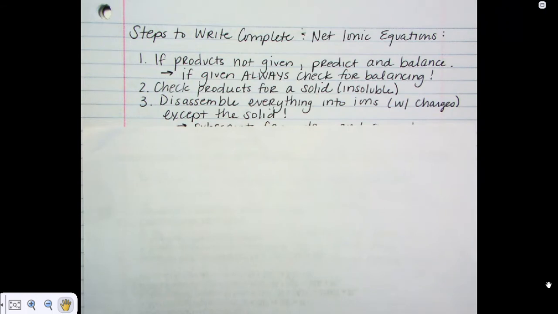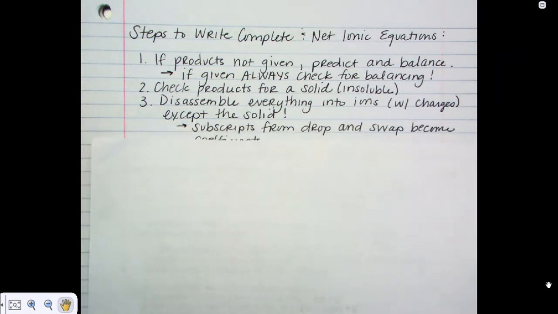All right, then once you have identified the solid, you disassemble everything into its ions with charges. Remember, ions have charges, except for the solid, because once the solid forms, it stays together. So everything except for that. Subscripts from the drop and swap become coefficients. So if you have a subscript on a single element, like calcium with a subscript of a 2, then it's going to become 2 as a coefficient on the calcium. But if you have a subscript that's there as part of a polyatomic, that stays where it's at.